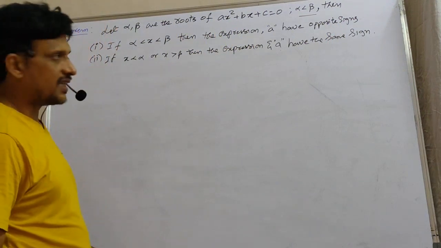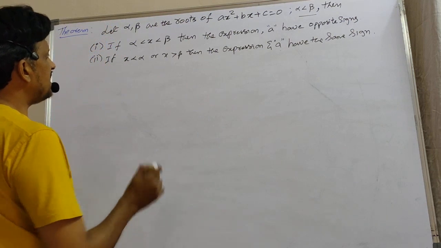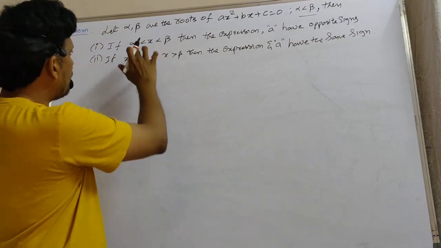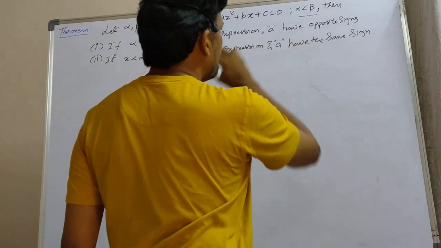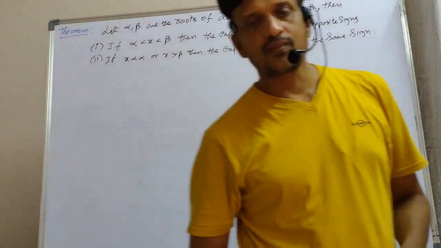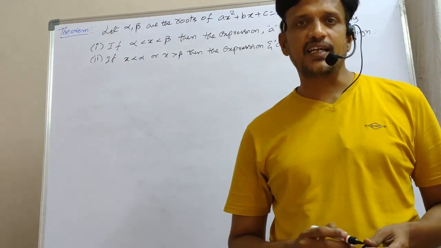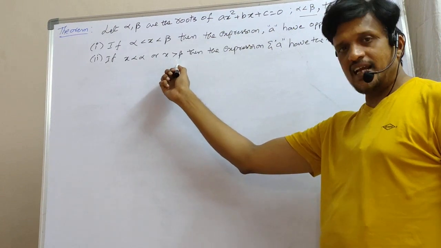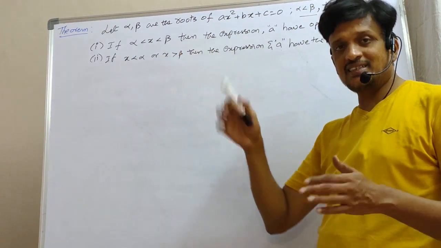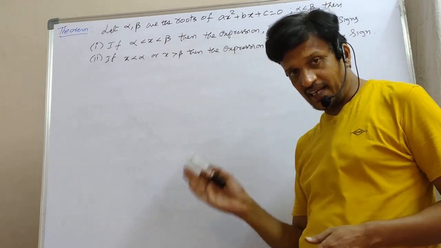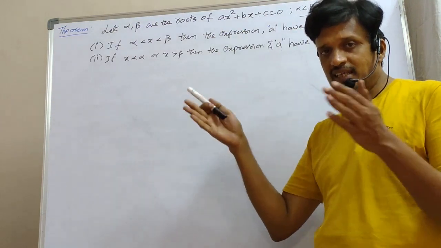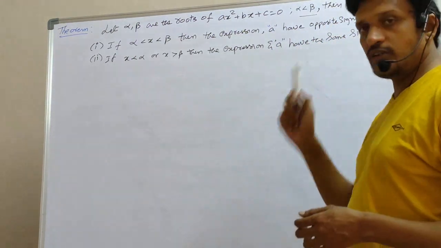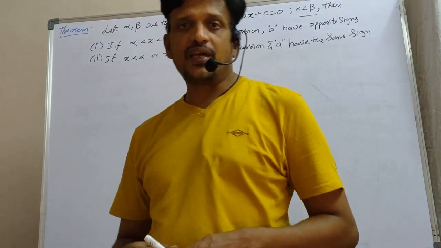And now here two cases are there. First one, when x lies in between the roots alpha and beta, then the expression and a have opposite signs. If x is either less than alpha or greater than beta, that means when x doesn't lie in between the roots, in such a case the expression and a have the same sign. These are the two cases we have to prove.